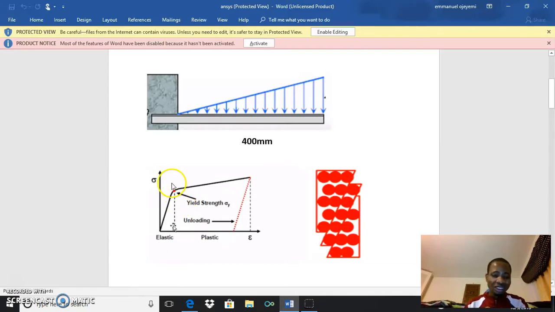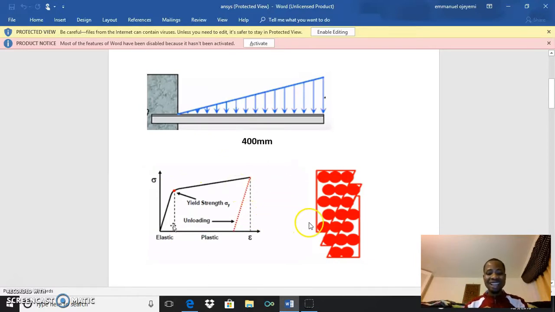So whatever load that we are going to place on any material or any structure should not be more than this point. This point is called the yield strength. If the load or the stress on any structure goes beyond the yield stress, the material is going to deform permanently, and that will be a total failure.